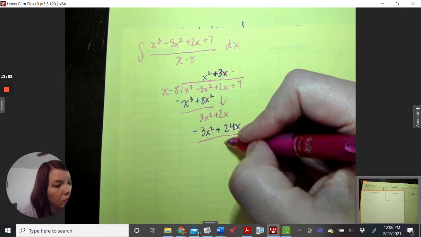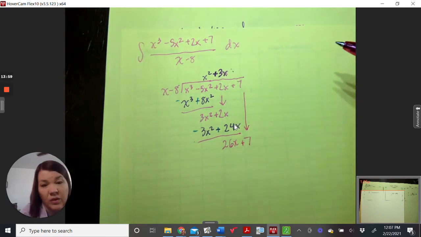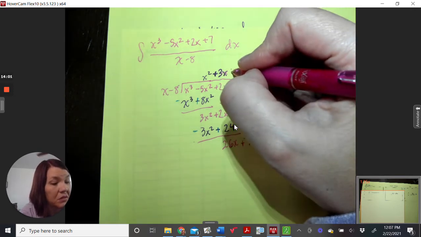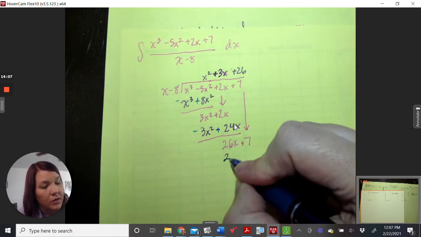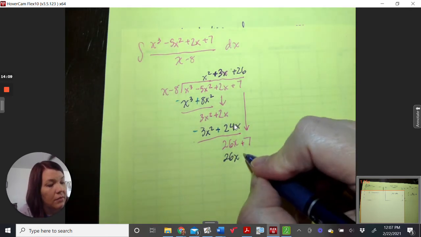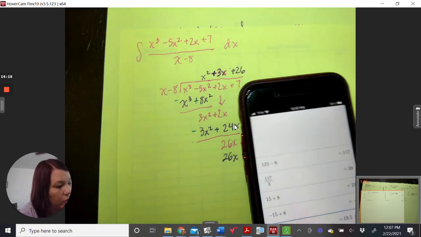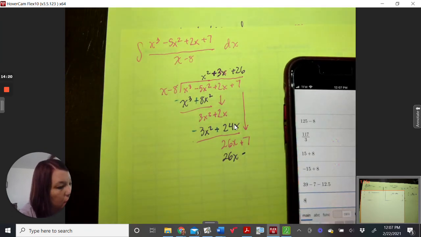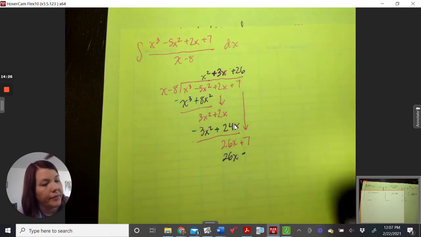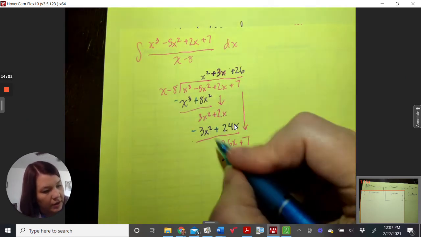26x minus, calculator, in case you're wondering. See where I did all my calculations down there. 8 times 26 is 208. Then I subtract, and I get 215, which should be in pink. 215.